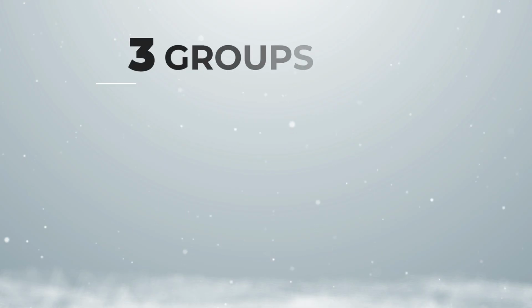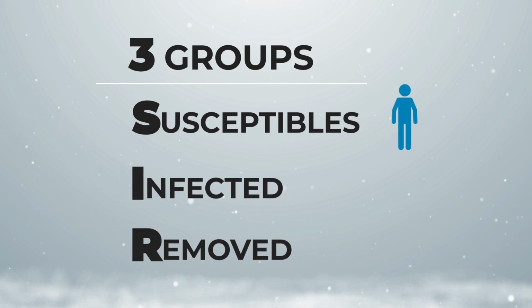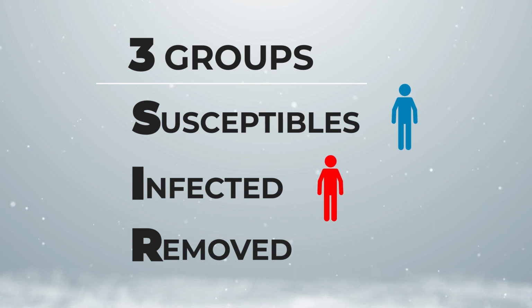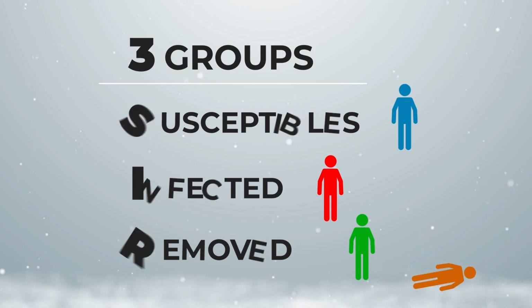It involves three types of groups: susceptibles, infected, and removed. The susceptibles is the population who are not infected in the pandemic. The infected is the population who have caught the disease. The removed is the population who have recovered or have sadly died due to the disease.